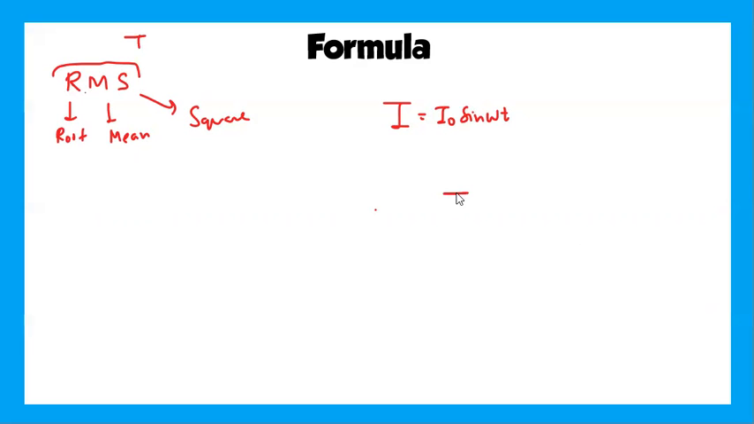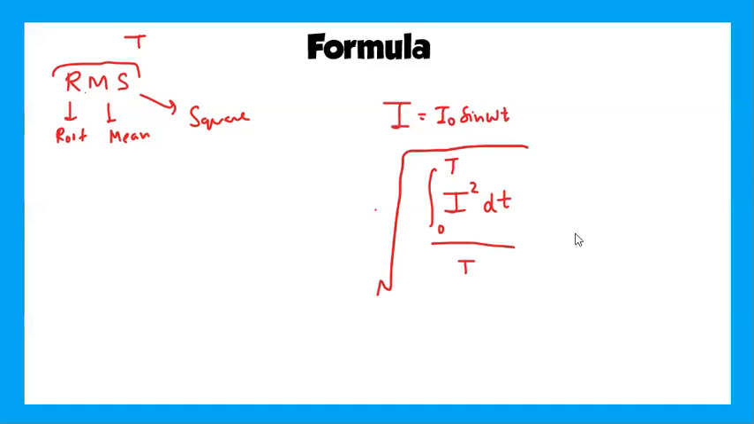First we'll take the square of current, that is I square. Then we'll take the mean. How will we take the mean? We'll first calculate the overall value of I square dt for a complete cycle, 0 to T, and then divide by T for the mean, and then we'll take the root. This will be the RMS value of current. To calculate the RMS value of any function, you have to use the same procedure. First square it, then take the mean value of it. How to take the mean? Integrate and divide by total time T, and then take the root of it.